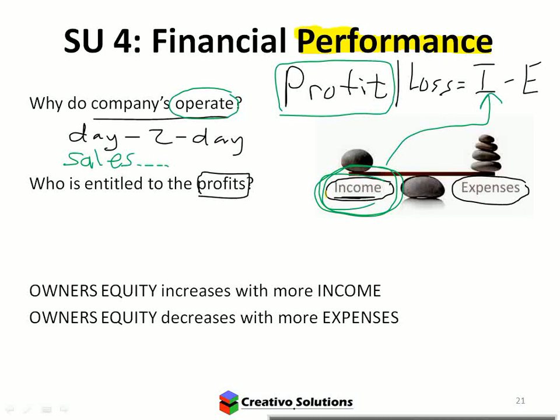So the day-to-day running of the business is looking at income and expenses. The concept we were talking about here was the word performance. Let's talk about performance. If I think about performance, let's talk about soccer. We had the World Cup in 2018. France won it.